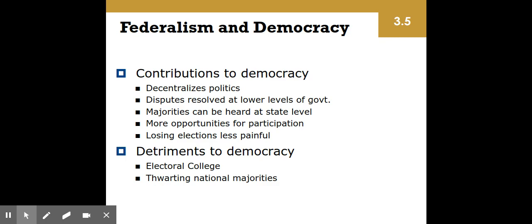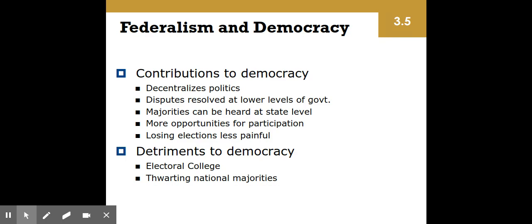Because of federalism, it decentralizes politics. Not all the decision making is in one place. Disputes can be resolved at lower levels of government that best fit the cultural and diverse needs of those people. Majorities can be heard at the state level. So within a state, of course, the bulk of public opinion can win. There's more opportunities for participation because now you can participate in 3 different levels of government, and you also have a bigger voice within your smaller community. And losing elections is less painful because one party might sweep one particular level of government, another party might sweep the other, and you can have a bigger impact. So losing elections isn't as bad.